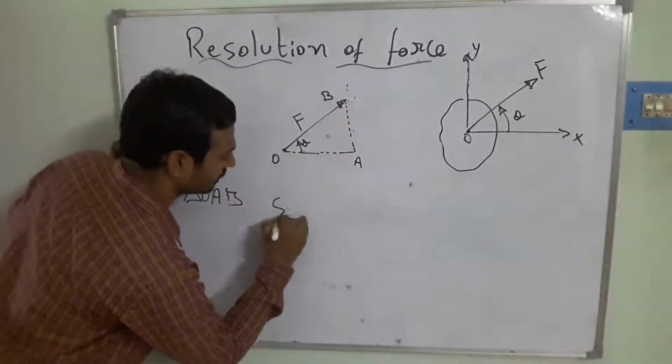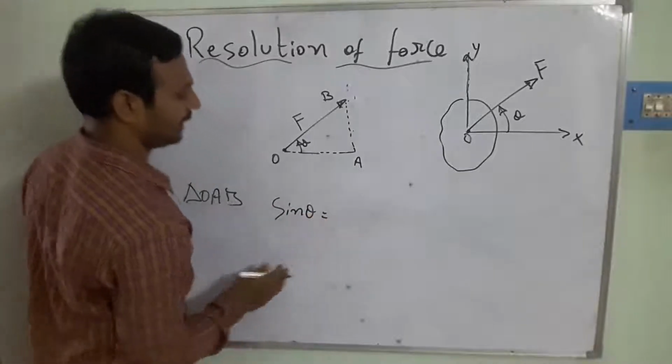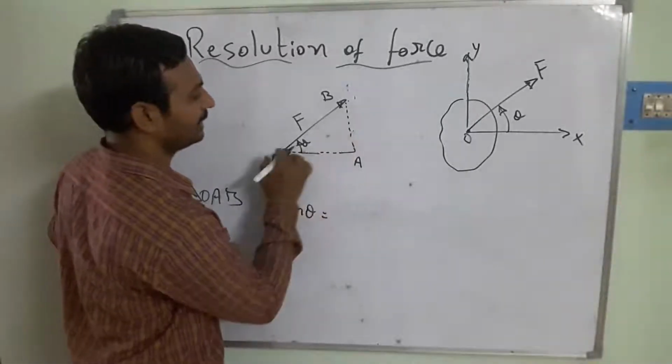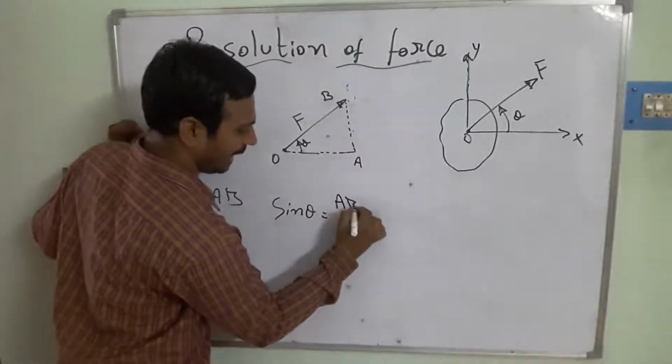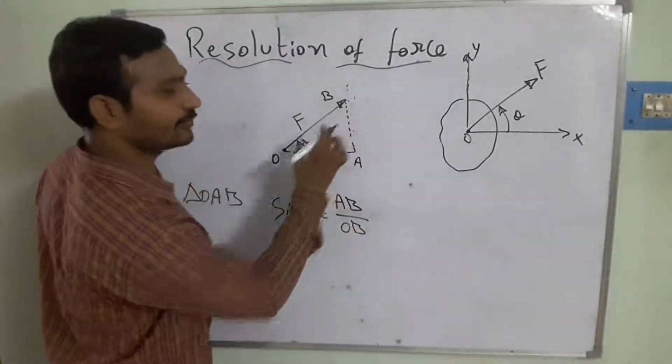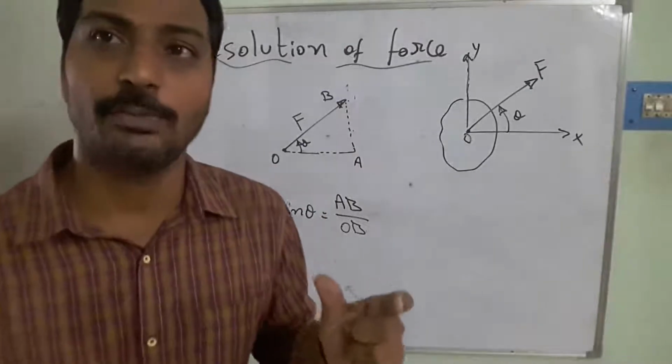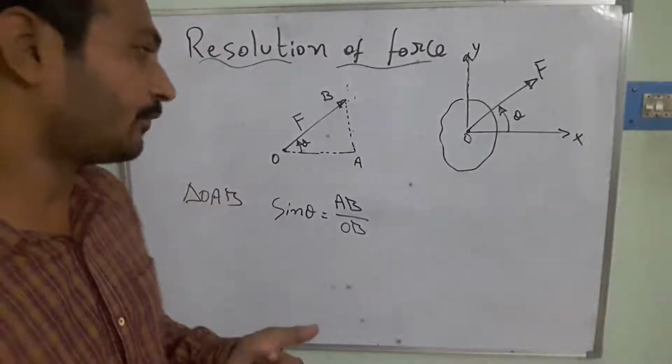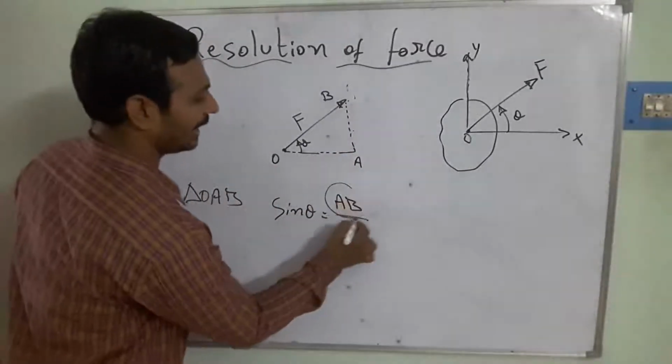So suppose I am taking the sin theta, it is going to be represented here as the opposite side, AB, divided by OB. This is going to be the length of this vector. That length of the vector is going to be representing the magnitude of that force. So then we need to calculate the AB.